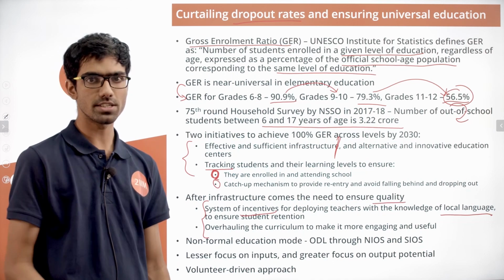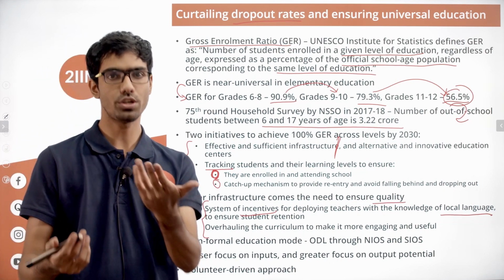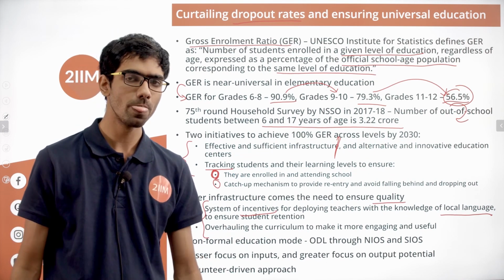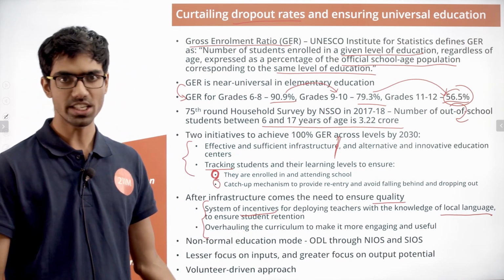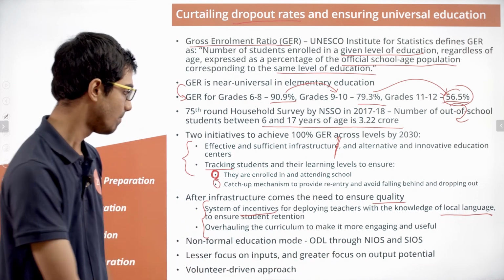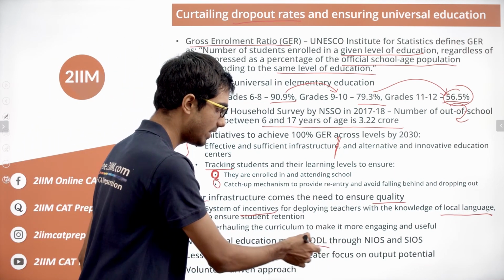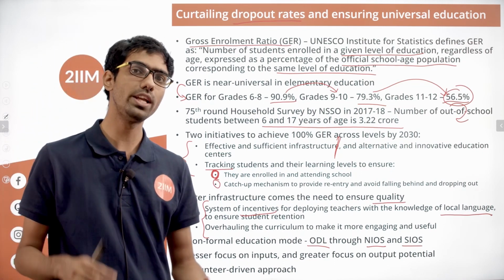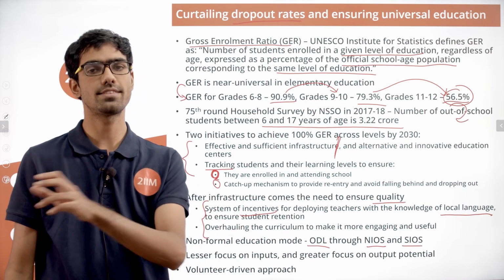So what is non-formal education? For example, if we take a course on Udemy or Coursera or some MOOC platform, then that's non-formal education, some certification program or something of that sort. So this program touches upon that for school education as well. So what are these? What is an ODL? ODL is open and distance learning.